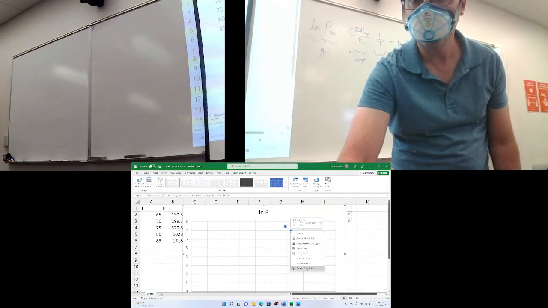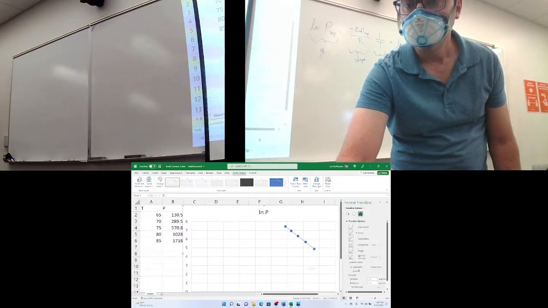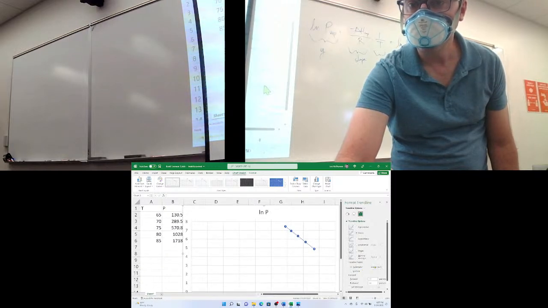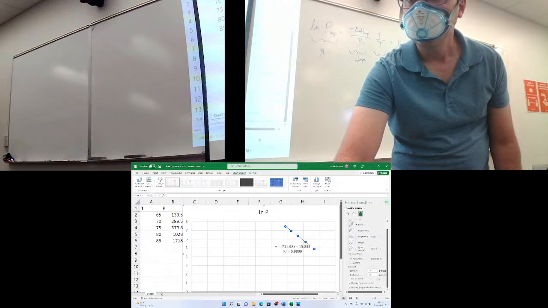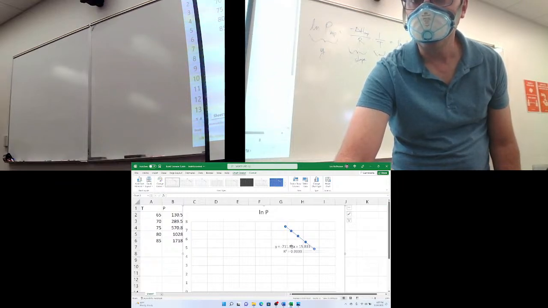Right click, add trend line. And I'm going to change, down here, the display equation on chart, and I'm going to display the r² value as well. Done. So there it is. That's the equation of our straight line.